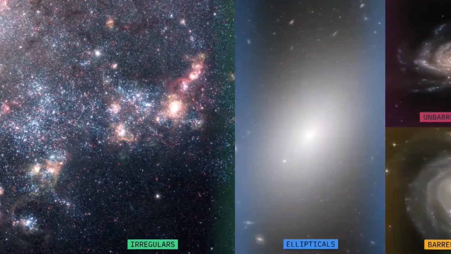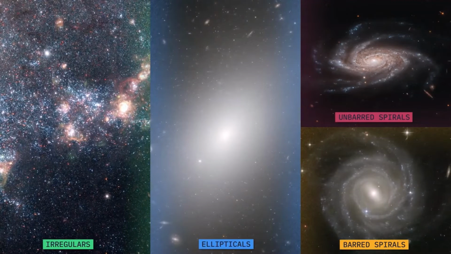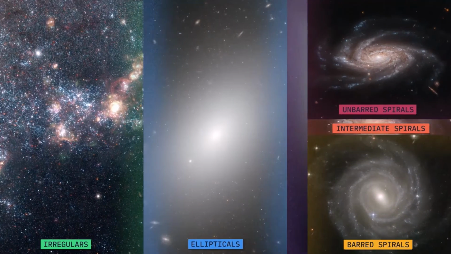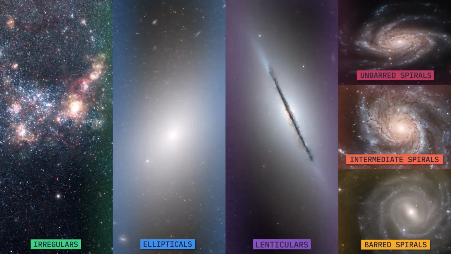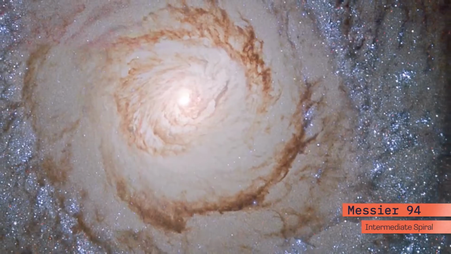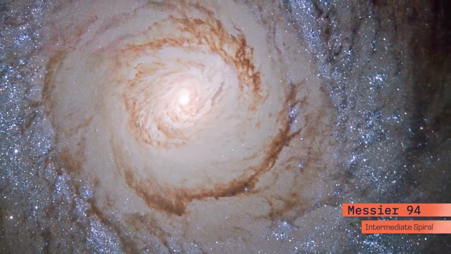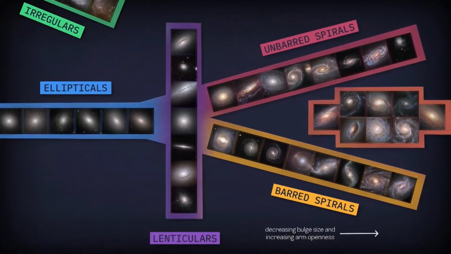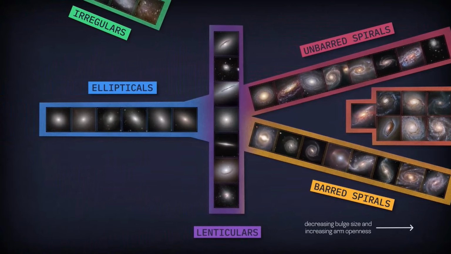Astronomers have expanded Edwin Hubble's basic tuning fork diagram to include galaxies that fall between his three categories. Intermediate spiral galaxies sit between unbarred and barred spirals, and have a small bar. Lenticular galaxies sit between elliptical galaxies and spirals.